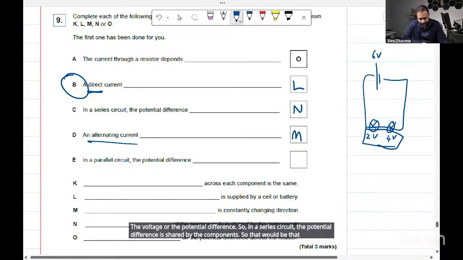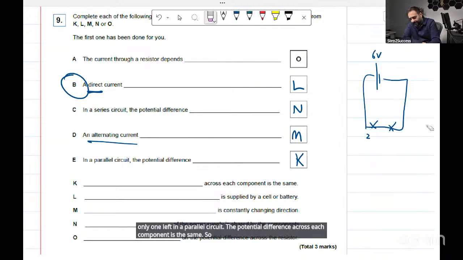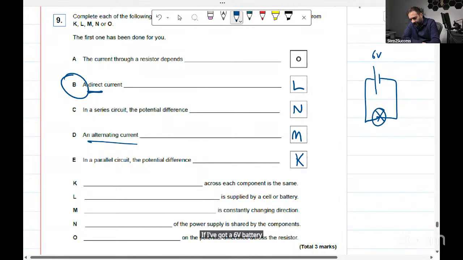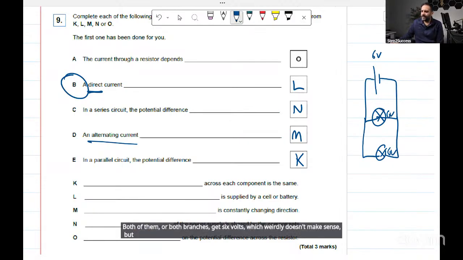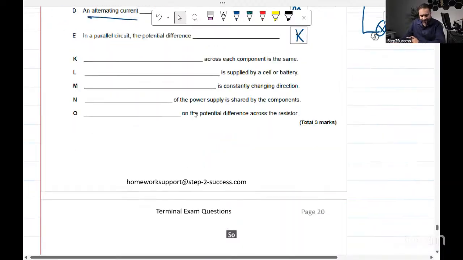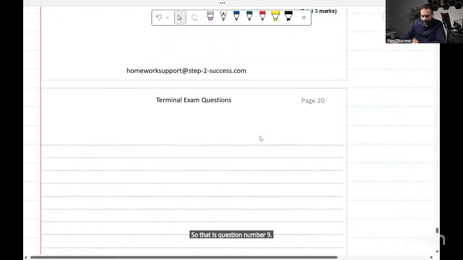And then there's only one left. In a parallel circuit, the potential difference across each component is the same. So in a parallel circuit, a slightly different thing happens. If I've got a 6-volt battery and I put a bulb like that and a bulb like that, both branches get 6 volts, which weirdly doesn't make sense, but that is what happens. So that is question number 9. If there's anything else, then feel free to ask.